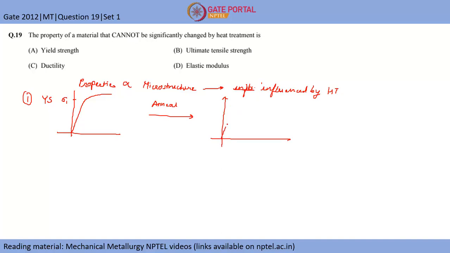Hence, now this will be the tensile curve for the annealed material, where sigma 2 denotes the yield strength of the material. Hence here sigma 1 is greater than sigma 2. Hence by heat treatment such as annealing, we can change the yield strength of the material. Similarly, let's take an example of ultimate tensile strength, UTS.